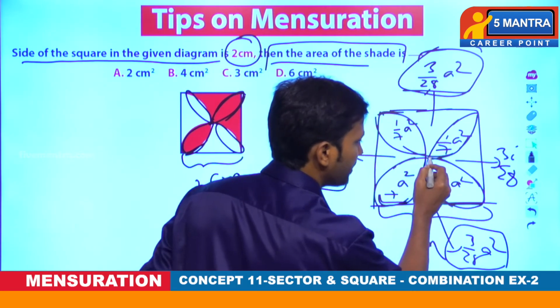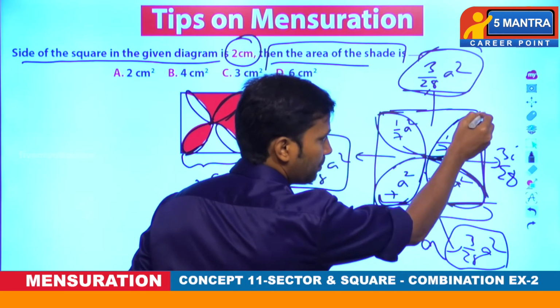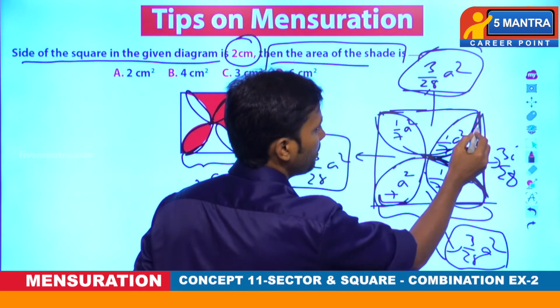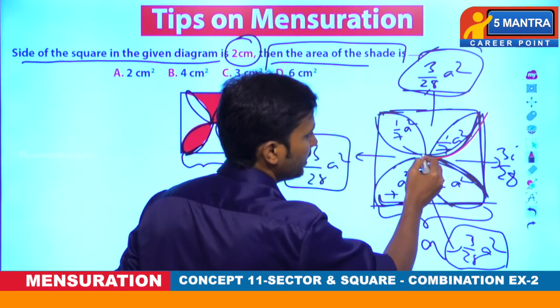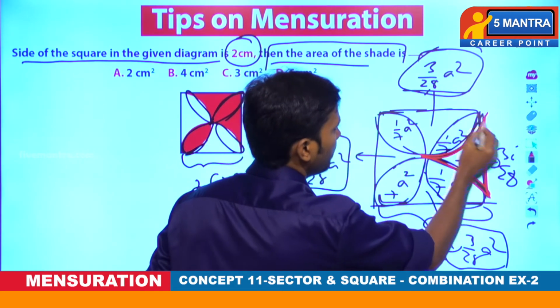Each gap means this gap. Just look at my pen point. See this gap, this gap, this gap. I'll show you with a different color also, because so many people may not understand this. This gap, okay, this gap is represented by how much area?